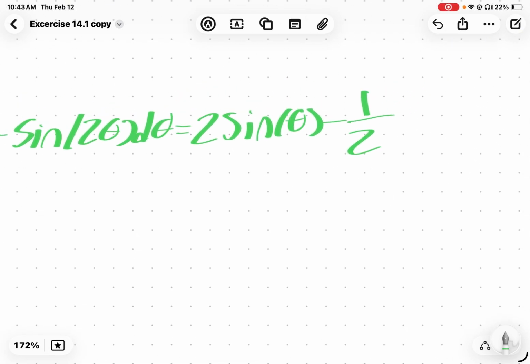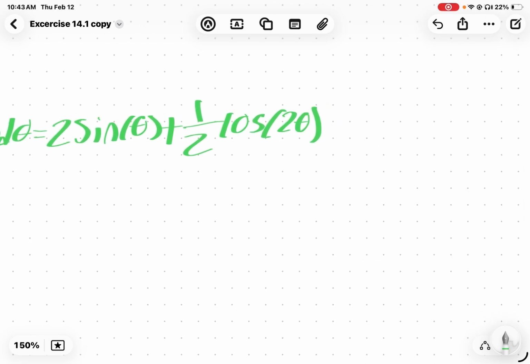Since we'll have to do positive, the derivative of positive cosine is negative sine. So the derivative of positive cosine of 2 theta would be negative sine of 2 theta, which is what we have. But then because of chain rule, it would be twice that. So we have to put that 1/2 there. And then, of course, we have plus c.